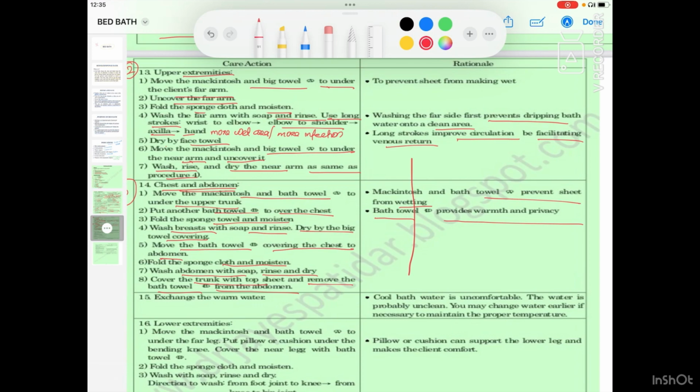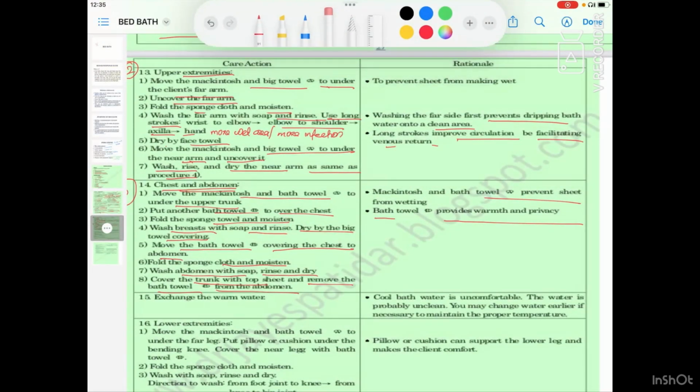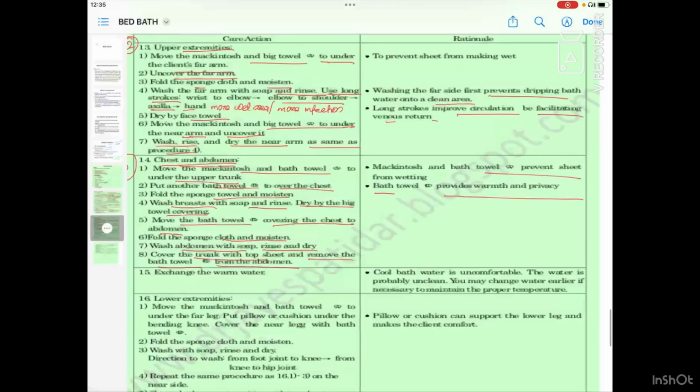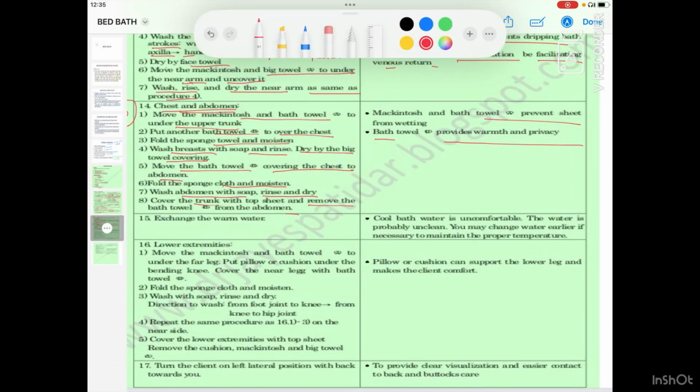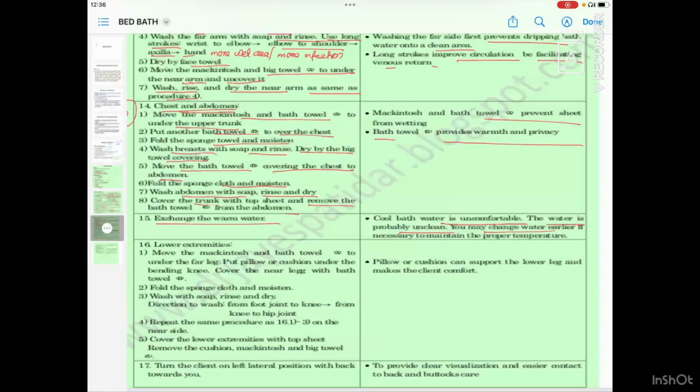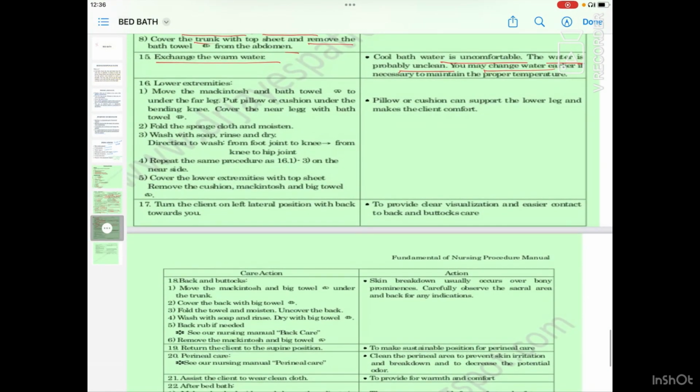The next one is to exchange the warm water. After this procedure, we will exchange the warm water. Why? Because cool bath water is uncomfortable, and the water is probably unclean, since we used it for the face, chest, and the upper extremity. So we will change the water. The last one is the lower extremity.